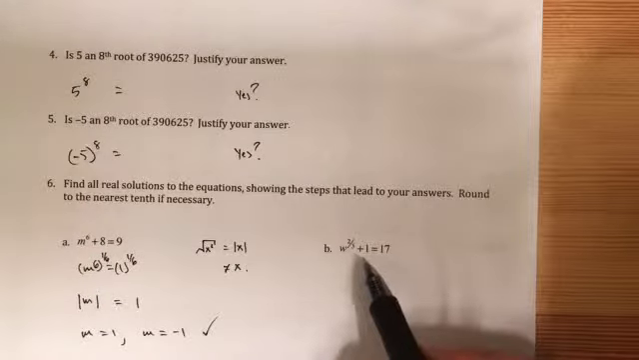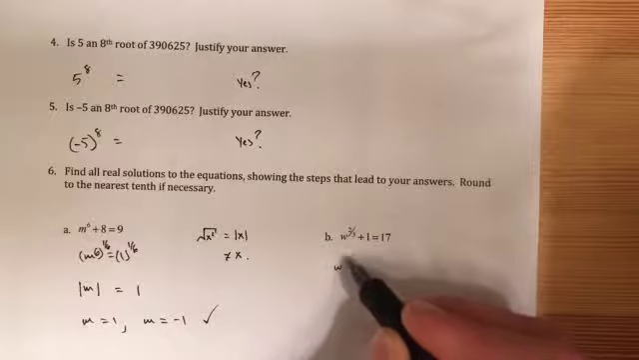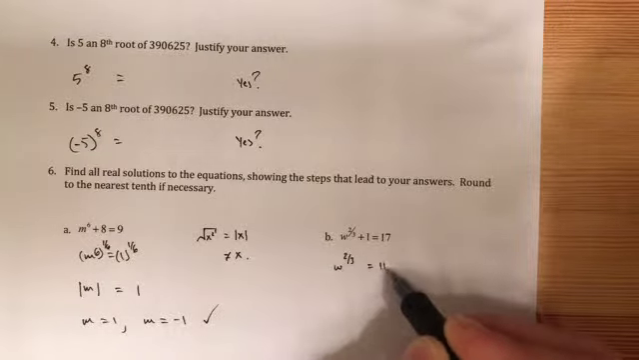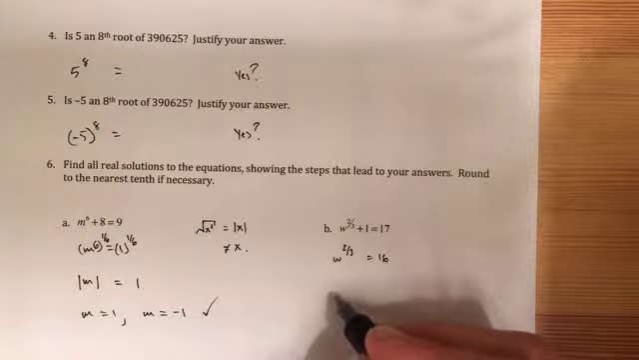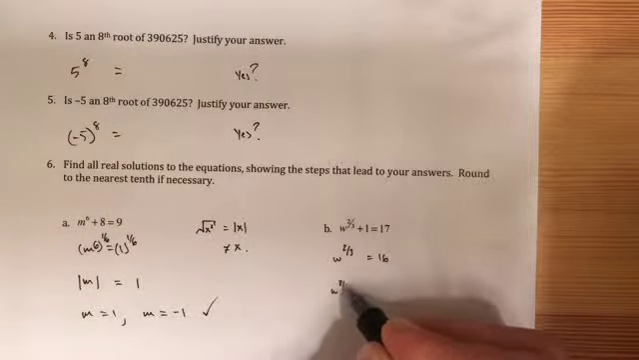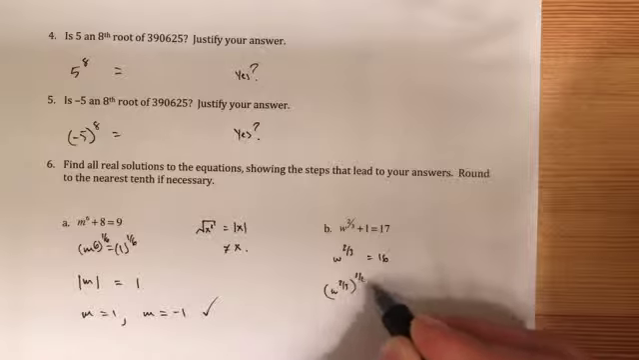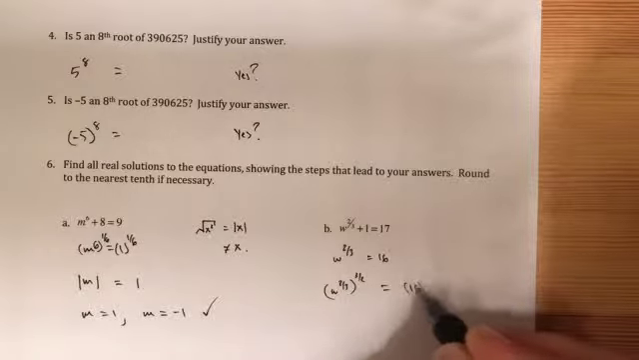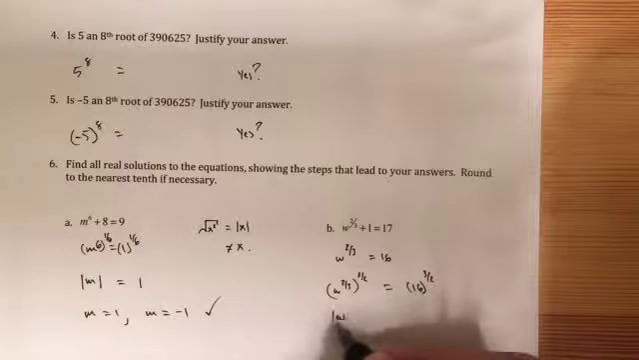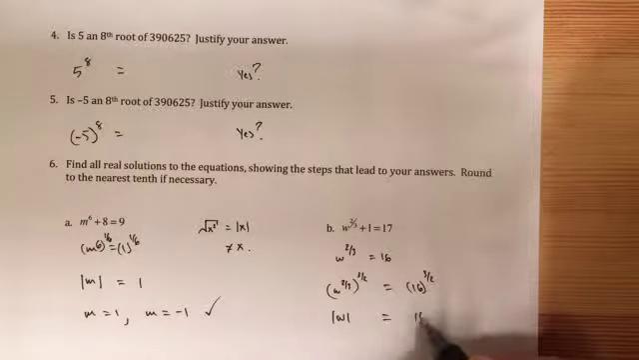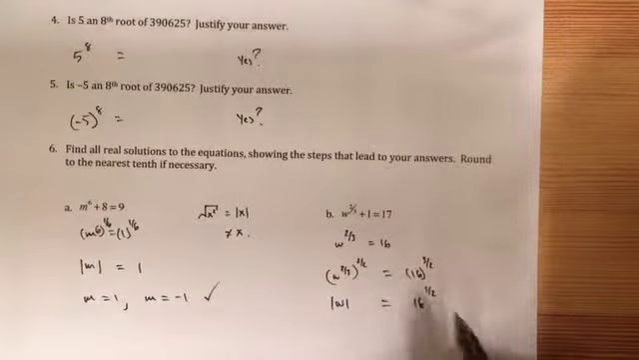Okay, w to the 2/3 plus 1 equals 17. Then w to the 2/3 equals 16. Raise both to the reciprocal power. So I get w to the 2/3. I'm going to raise this to the 3/2, and I'm going to raise this to the 3/2. But I'm going to take note that I'm really taking a square root here, because I'm taking a square root and then cubing it. So absolute value w should be 16 to the 3/2.